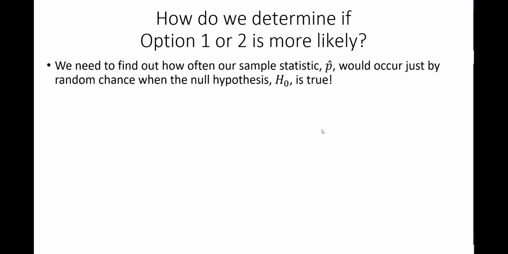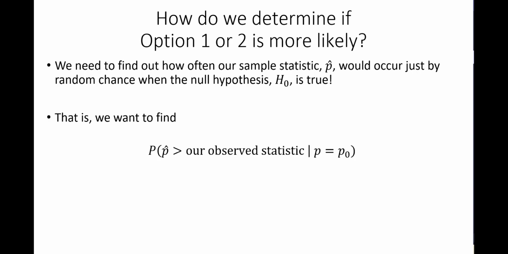So what we need to do is figure out how often our sample statistic would occur just by random chance when the null hypothesis is actually true. So what are the chances, if we play this game 161 times, we just happen to win 109 or more of them?